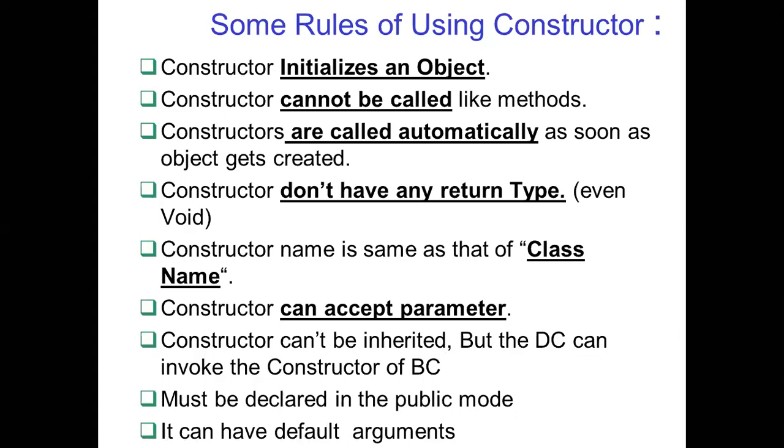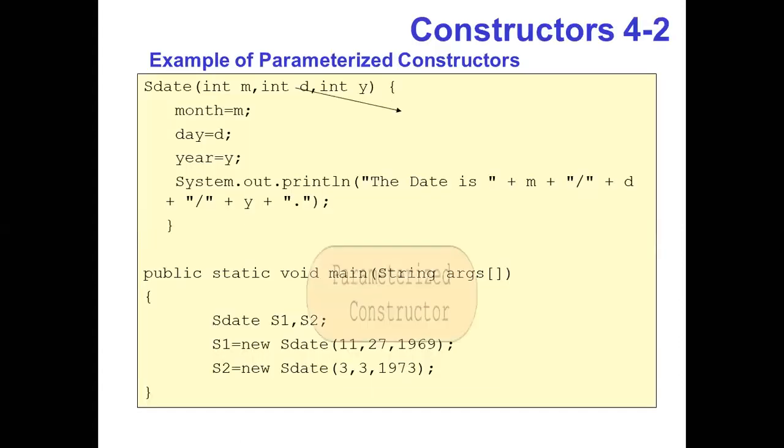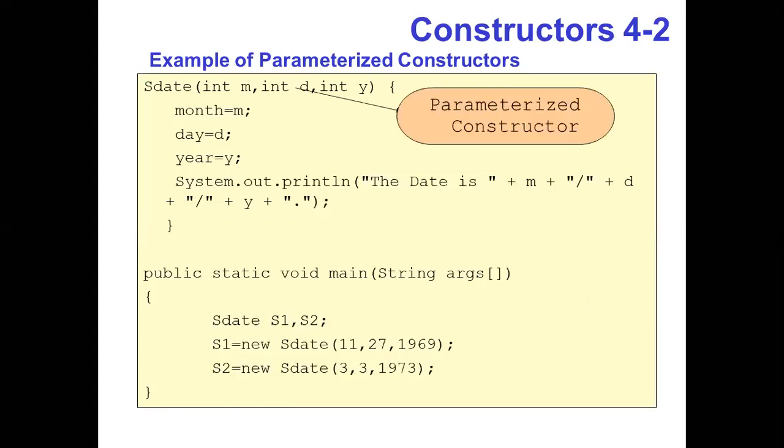You have seen this in C++ in a similar way. It can even have default arguments, which means a default constructor. It cannot be virtual, and multiple constructors can be used with the same name as the class. So here we are going to see the two types of constructor in Java: the parameterized constructor and the implicit default constructor. First you will see the parameterized constructor.